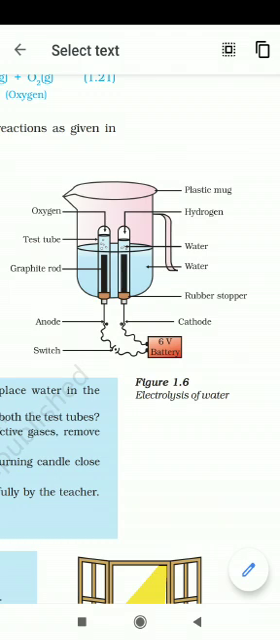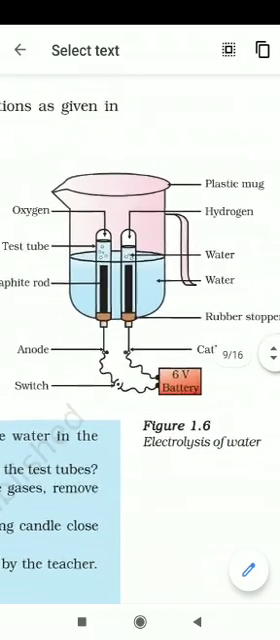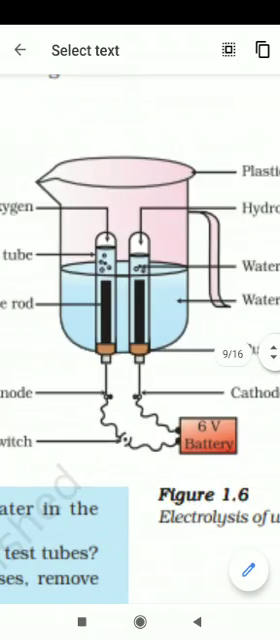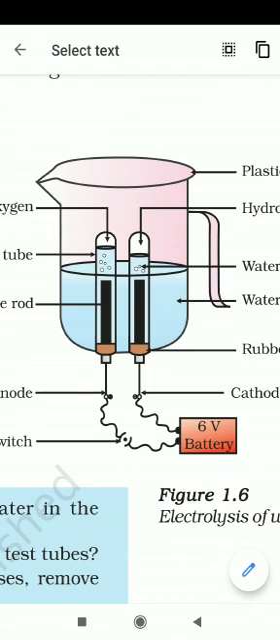Here we have the setup of electrolysis of water. Children, in a beaker we have water and two electrodes, cathode and anode. When we carry out electrolysis of water, we have evolution of two gases, hydrogen and oxygen. Hydrogen gas is collected at the cathode and oxygen gas is collected at the anode.